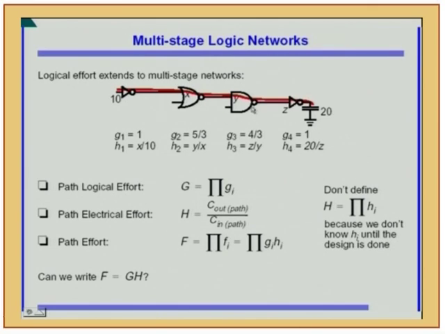So G3 for the two-input NAND gate is 4 by 3 and H3 is Z by Y, and for the last gate G4 is of course 1 because it is an inverter, H4 is 20 divided by Z. I had taken the output to input ratio.